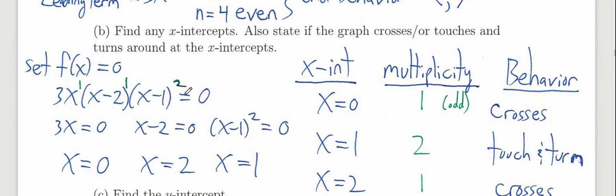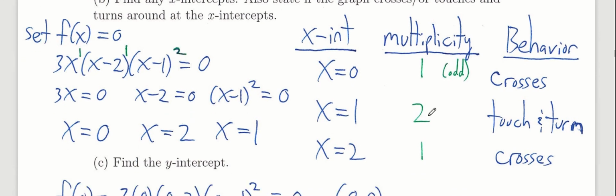For finding the x-intercepts, it's the same as it's always been. You set the function equal to 0 and solve. And now we want to talk about the multiplicity. If the 0 came from a factor of odd multiplicity, like we see with these two right here, when an x-intercept has odd multiplicity, what will happen is the graph will cross the x-axis at those intercepts.